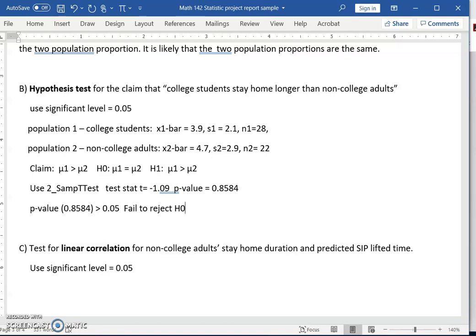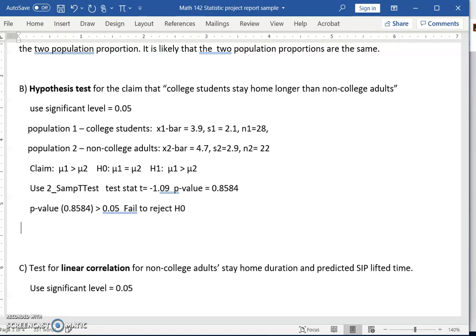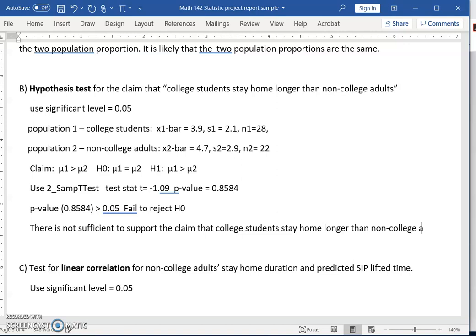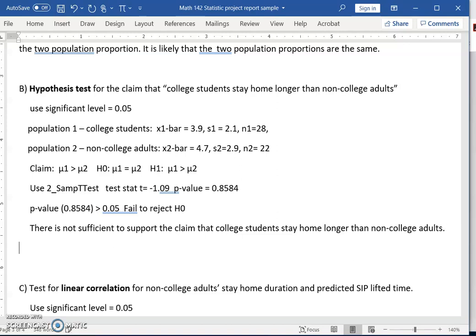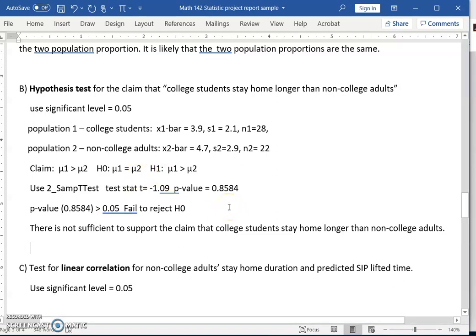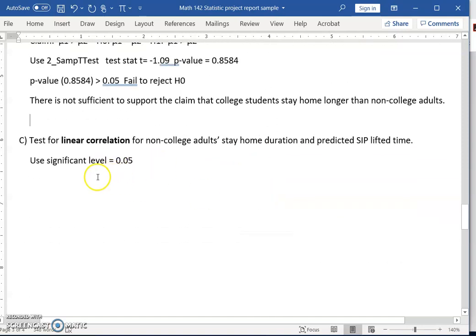H0 seems to predict this kind of sample. And then the conclusion is there is not sufficient evidence to support the claim that college students stay home longer than non-college students. Oh, non-college adults. Not sufficient to support. So our claim is not supported. They're mostly, they could be the same, or they could be the other way around.